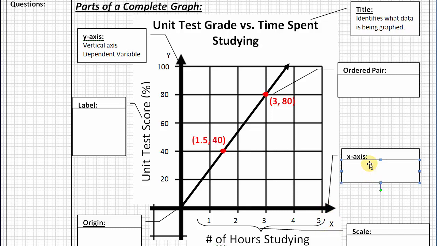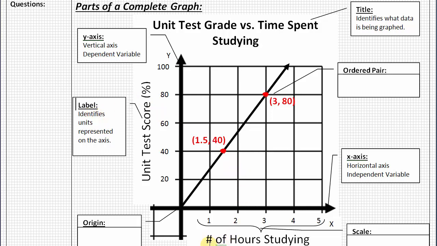And our x-axis, as I mentioned, is the horizontal axis, but it's also where the independent variable goes. So I know you talk about this in science as well. And so there is where we need to label what data is being represented on each axis. So on our y-axis, we have a label that says unit test score, and we know that these numbers then are representing their test score as a percentage. So the label identifies the units represented on the axis.